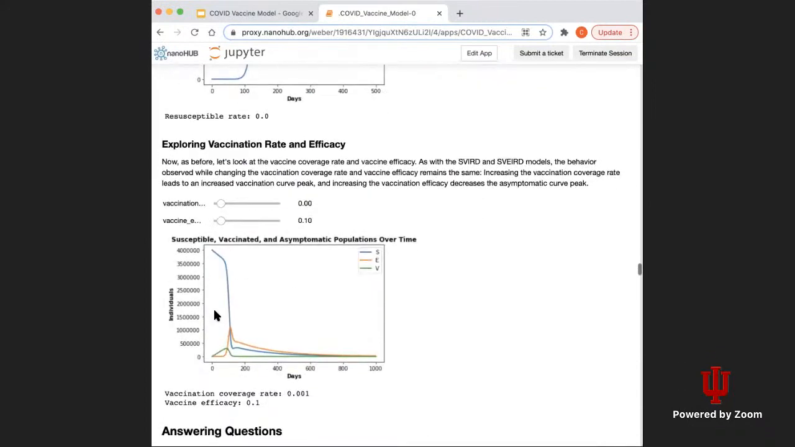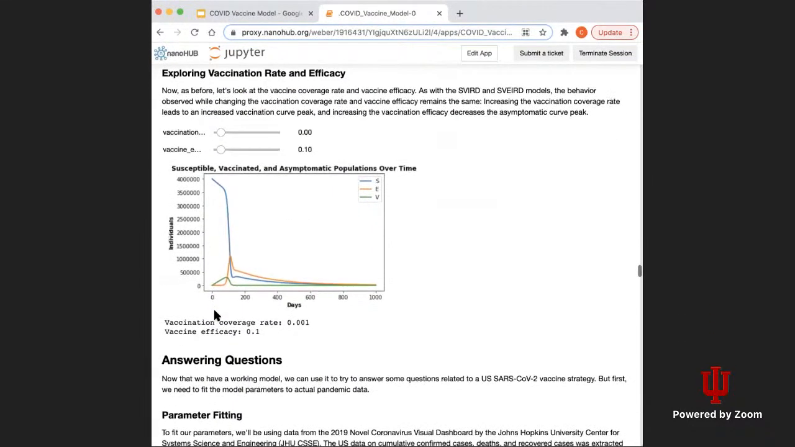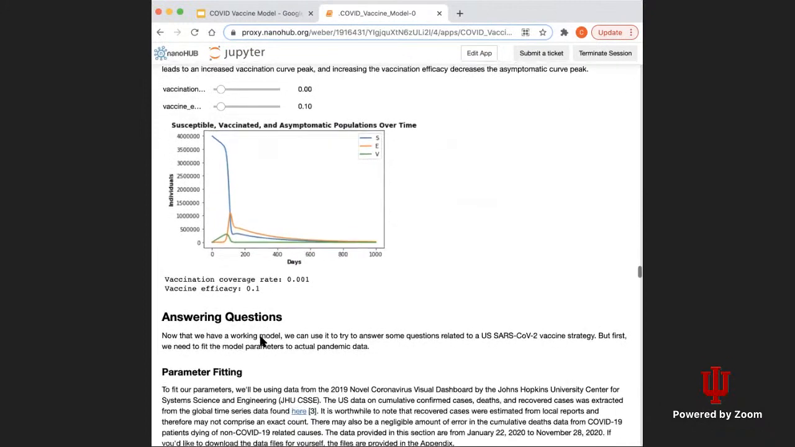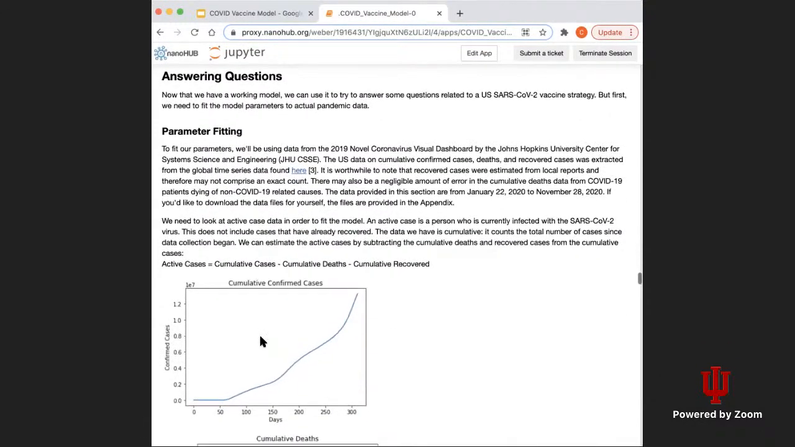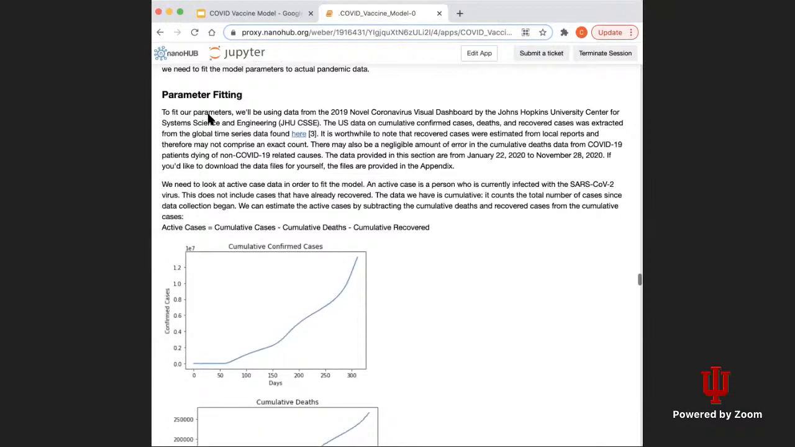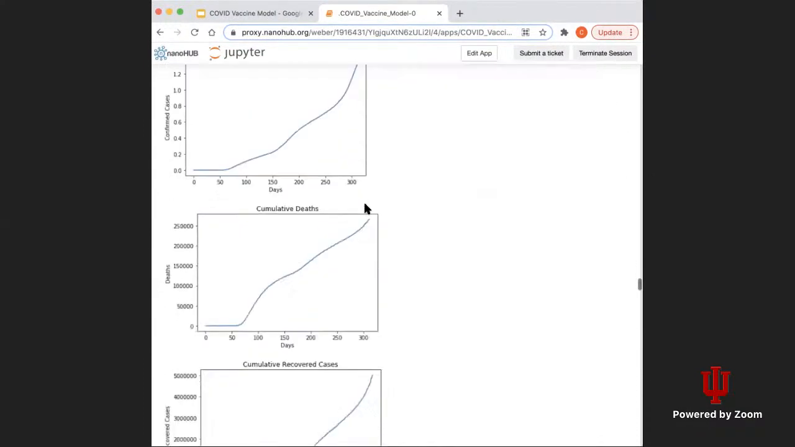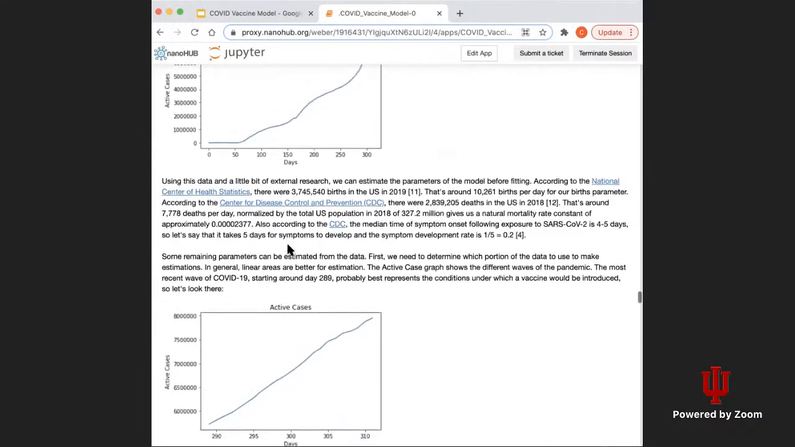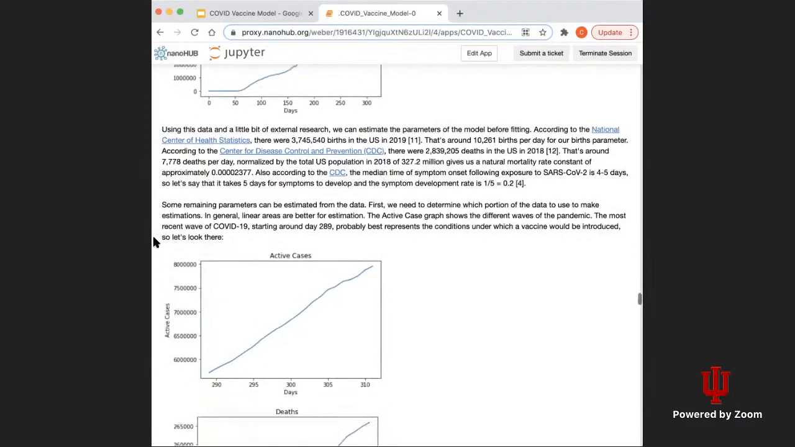And again, it lets you play around with the parameters and eventually goes on to the questions, which I think is one of the best parts of the application. It includes the exercises. This is just explaining parameter fitting and how it would impact the actual model itself and how it impacted the models seen in the paper.